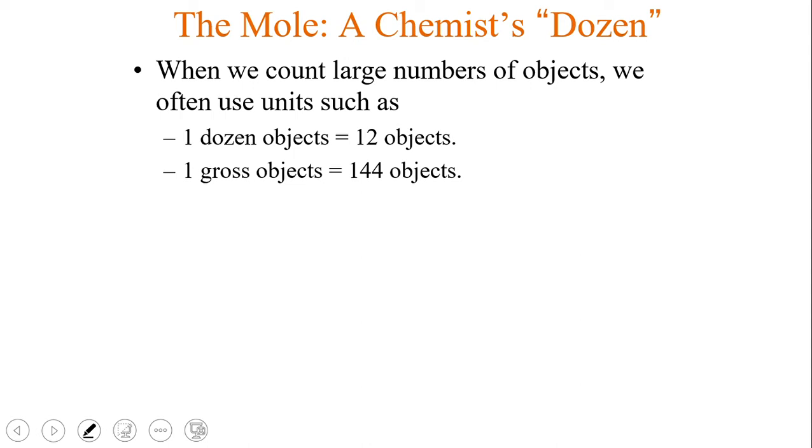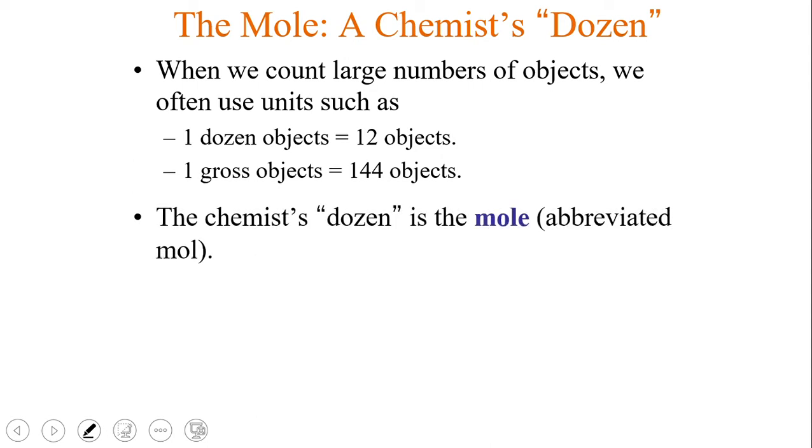Many times when we count large numbers of objects, we actually use units. For example, people don't typically buy 5 eggs or 15 eggs. We typically buy a dozen eggs or 2 dozen or half a dozen. In other words, we count in units that themselves are multiples of a given object. Or, for example, a gross is 144 objects. So in the case of the chemist, we're going to use something called the mole, which is abbreviated mol. And let's see what that is.